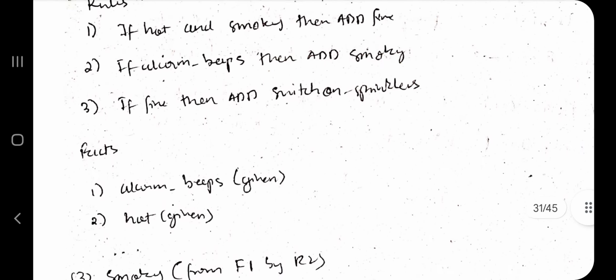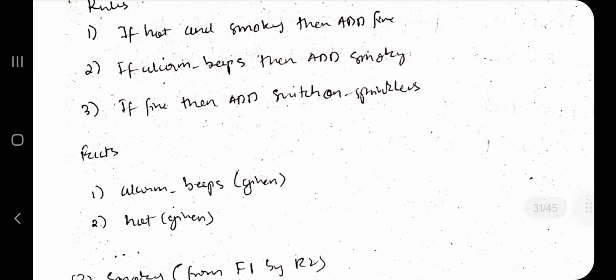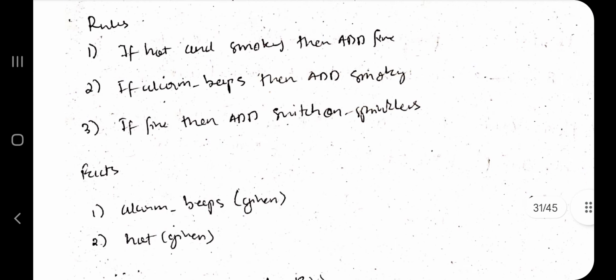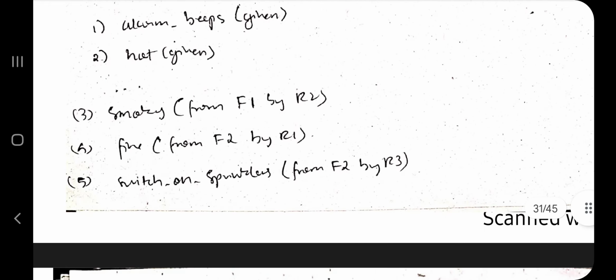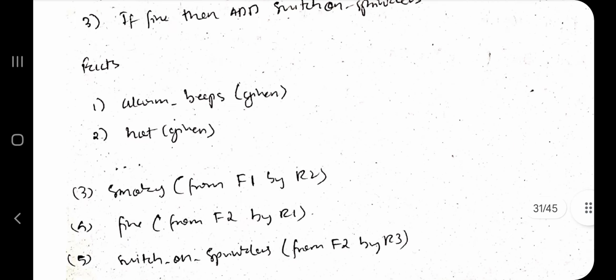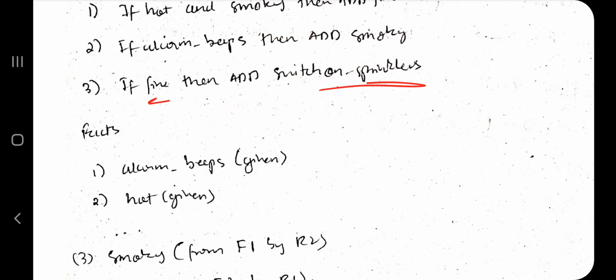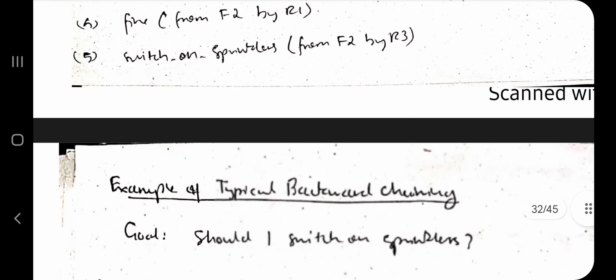Now we have added smoky, and the alarm is beeping. Also it's given that it's hot, so from the alarm beep I got smoky, and it's also given it's hot, so smoky and hot means add fire. So the conclusion we can reach is that we'll get fire here. First we'll get smoky, then we'll get fire. If fire is there, what do you have to do? Switch on sprinklers from the last rule. If fire is there, switch on sprinklers. That's how forward chaining will work.